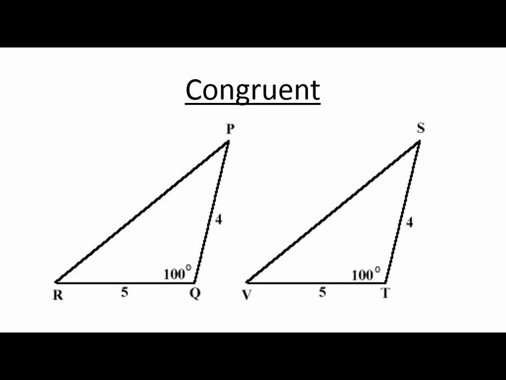You guys notice I have one triangle RQP, the other one's BTS. So the naming can be different, but it's the same shape, same size. Right? All the measurements are the same thing. That's congruent. But now for the beginning of this semester, we're going to move into what we call similar, or similarity.